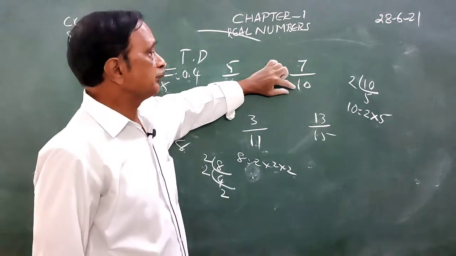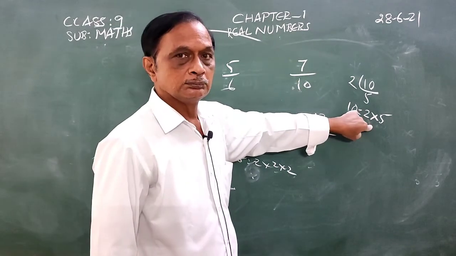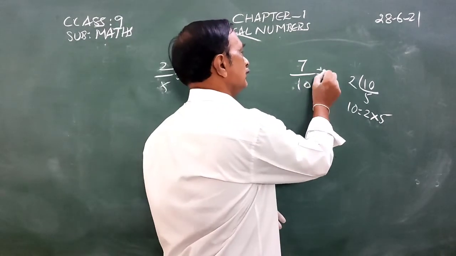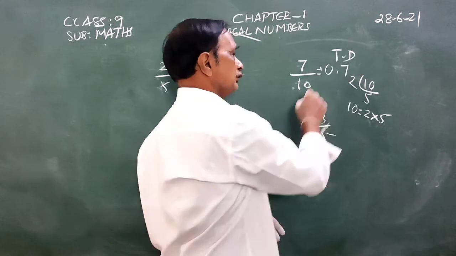7 by 10. What are the prime factors of 10? 2 and 5. So as it contains both 2 and 5, it is a terminating decimal, because 7 by 10 is what? 0.7, a terminating decimal.